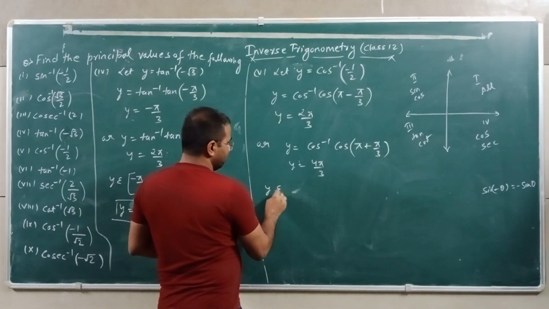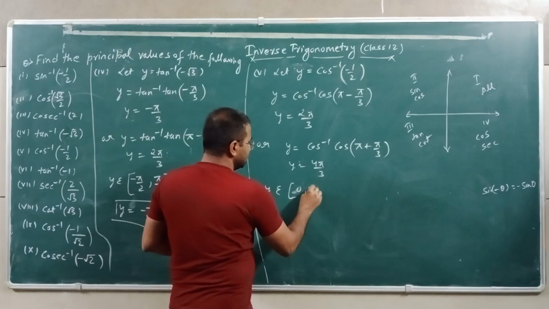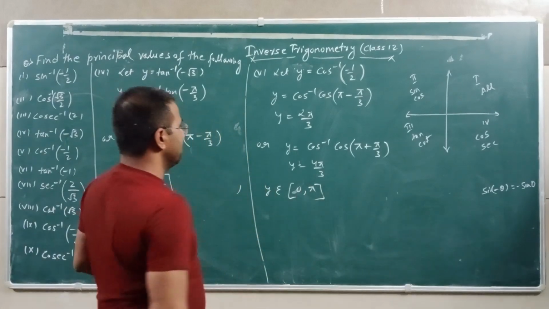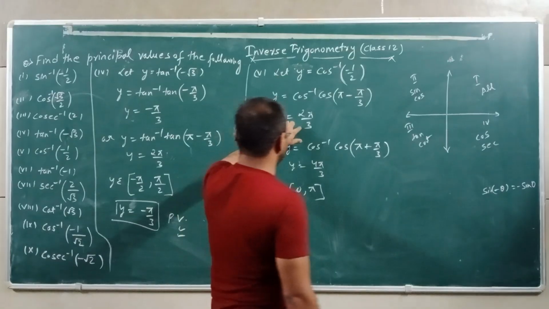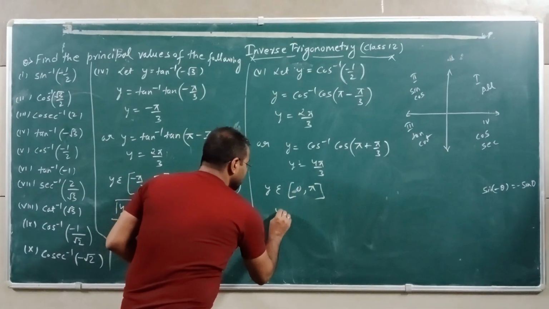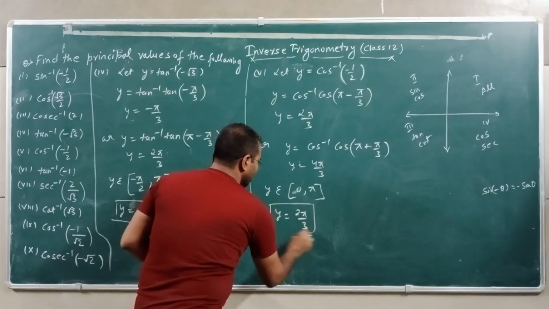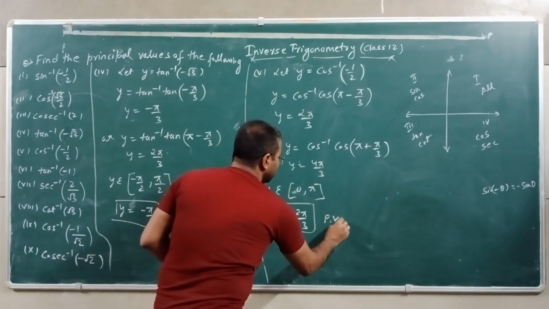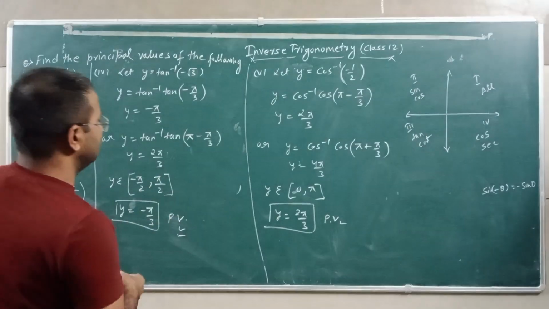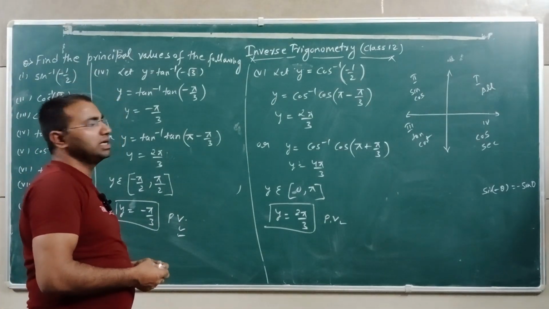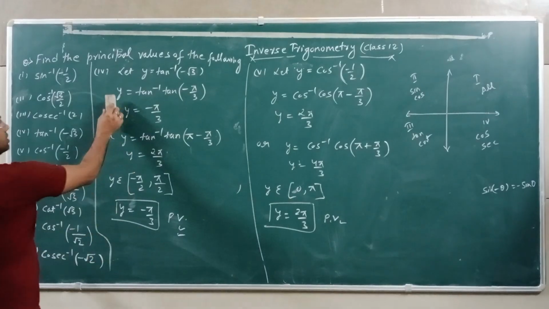But the range of values for cos inverse is between 0 to pi, and between 0 to pi this value will come. So the principal value will be 2 pi upon 3. PV means principal value. Okay, so in this way you will write the principal value of cos inverse minus 1 upon 2. Now let us see the next one, tan inverse minus 1.